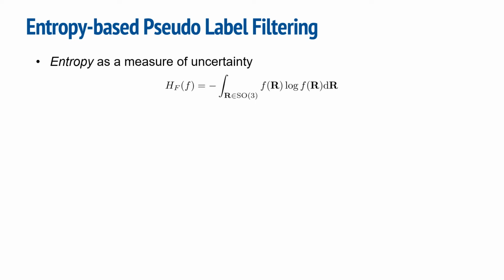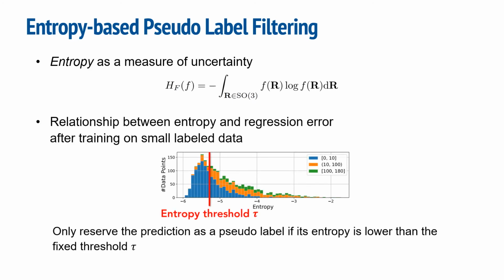Here, after training our matrix-Fisher-based rotation regressor on the small labeled data, we observe this histogram on validation data. The blue columns are below 10-degree error, the oranges are between 10 and 100-degree errors, and the greens are more than 100. The x-axis is the entropy. The lower it is, the more confident the prediction is. We can see that the entropy clearly indicates the prediction errors, which allows us to set a fixed entropy threshold tau, and only reserve the predictions with entropies lower than the threshold as pseudo labels.